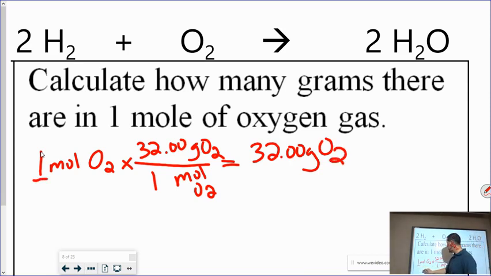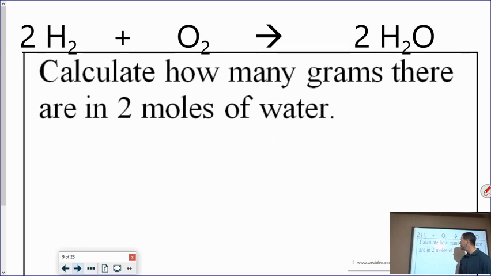This is not going to be looked at because that's a given value. We're not going to look at that. This is infinite sig figs. This is 4, so we should have 4 sig figs in our answer. Again, please pause the video and see if you can do the next one on your own. Calculate how many grams there are in 2 moles of water.